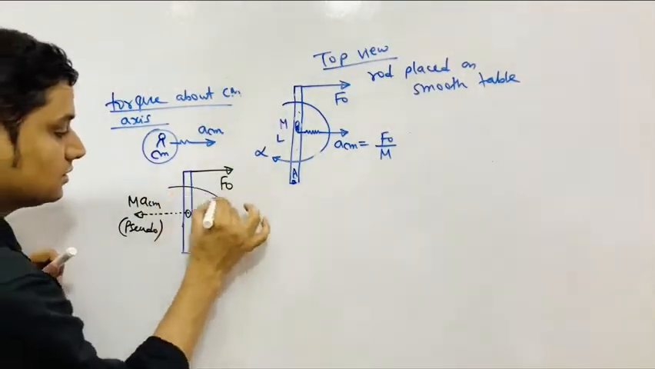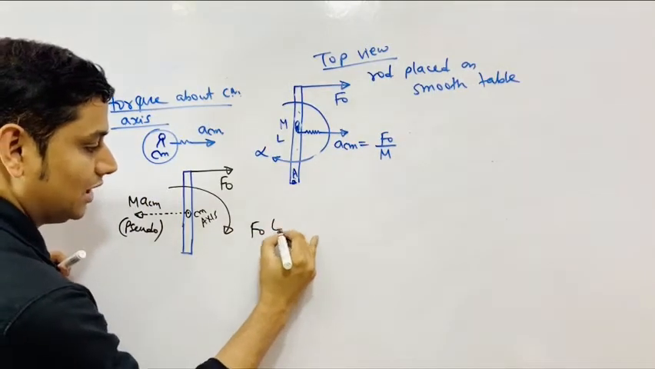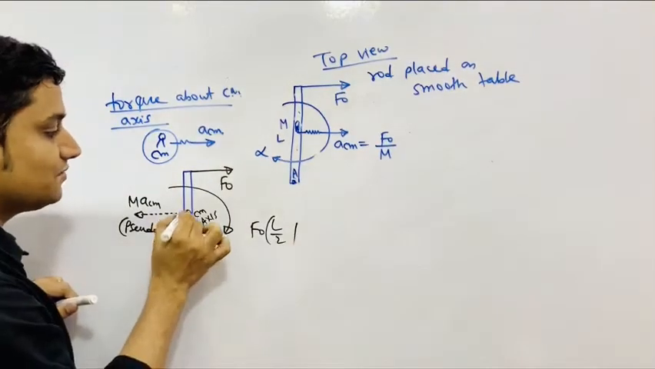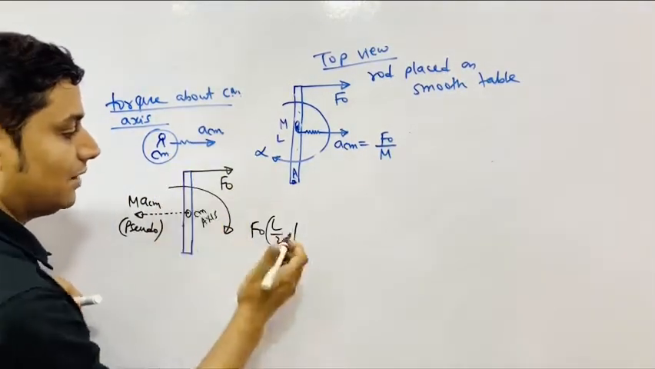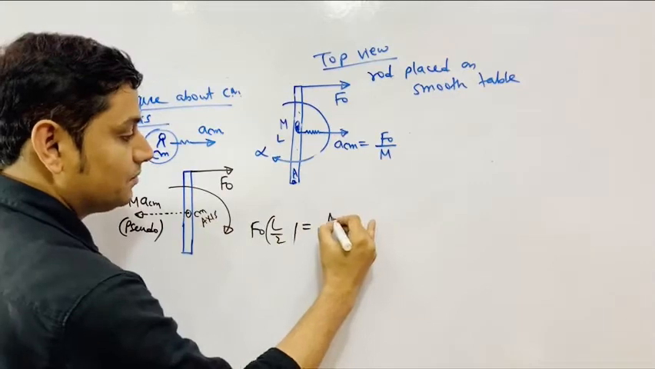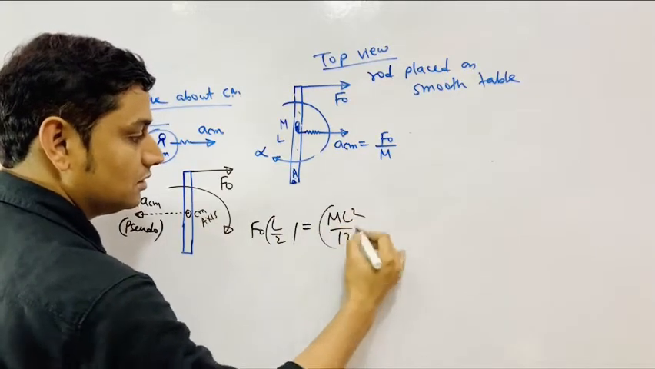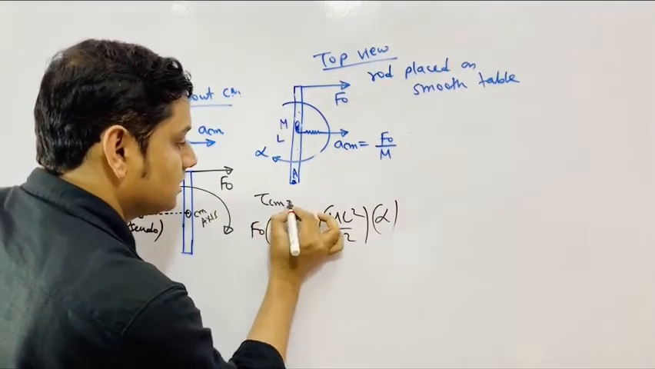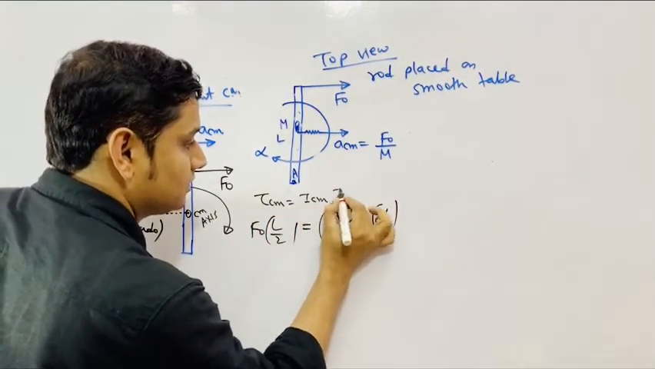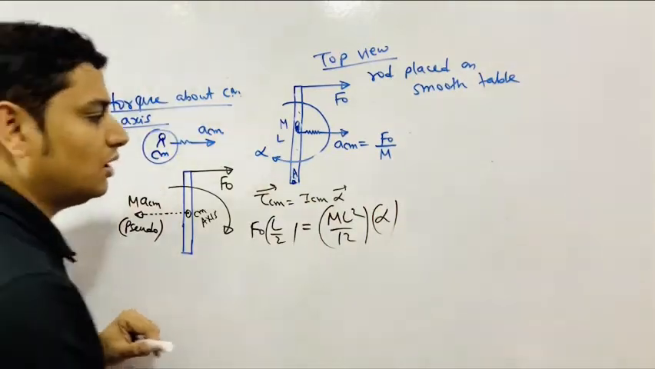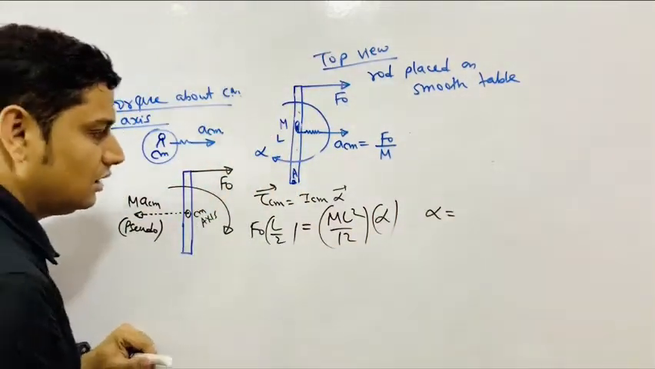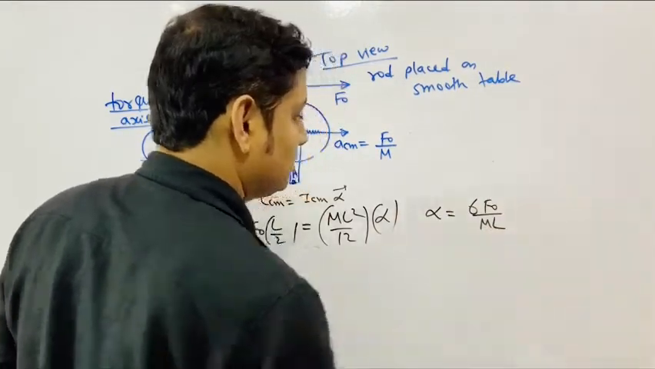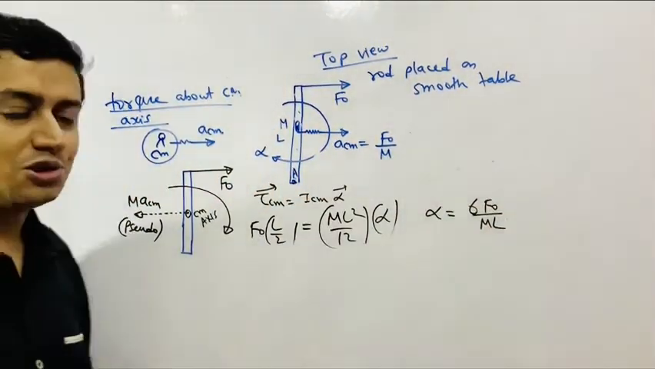So in this case, what would you write? You would write F naught into L by 2. Torque about center of mass axis. F naught into L by 2 is equal to ICM, which is ml square by 12, into alpha. Torque about center of mass is I center of mass alpha. So you are going to get alpha equal to what? Work it out: 6 F naught by ml. You got it.